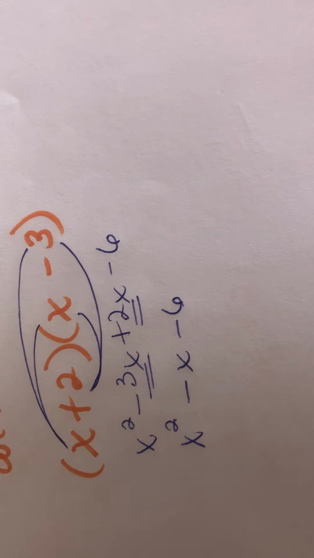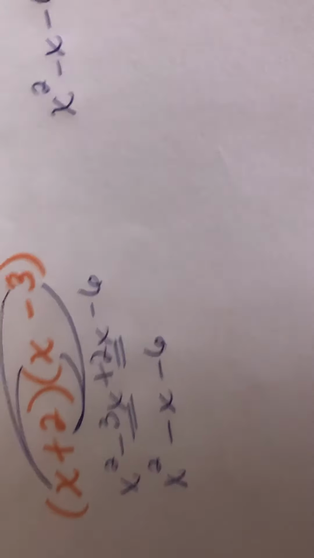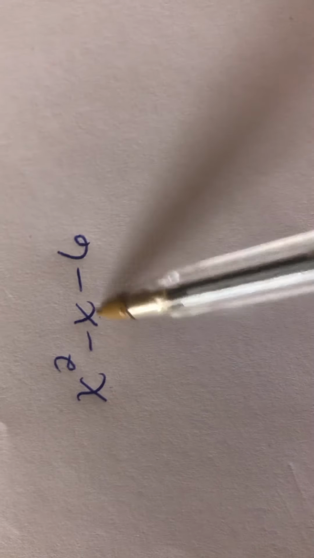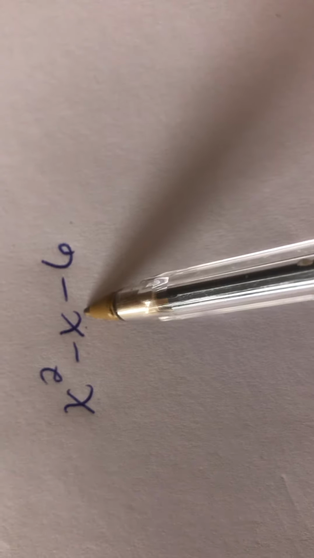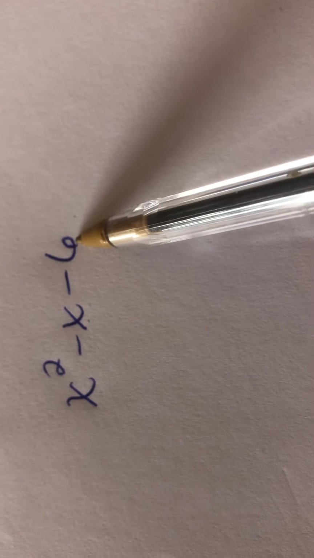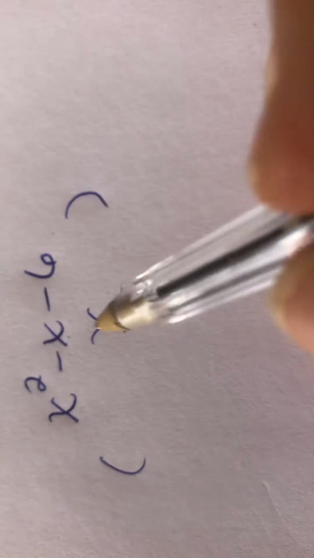Now let's go backwards. This is going to be my problem, and I'm going to tell you to factor. Okay, first, greatest common factor. No, I don't have one. Is it a difference of two squares? No. Is it a perfect trinomial? No, because 6 is not a perfect square. So let's check to see if I can factor it.